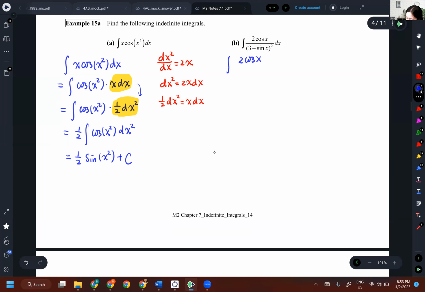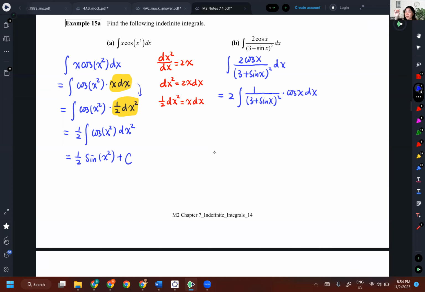This one: integral of 2 cosine x over (3 plus sine x) squared dx. Again, I'm going to put maybe the 2 outside. I think it's easier that way. And here I will put cosine x dx together. Now, remember, I'm not changing anything. I'm just taking out the constant, and then I'm putting cosine x next to dx. Just to separate this fraction, basically.